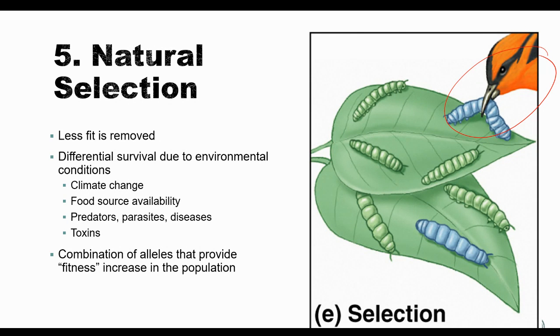So things like climate change, food source availability, predators, parasites, diseases, all of those things can cause differential survival based on the genetic makeup of the individuals. And then also toxins, like toxins present in food items or toxins present in the environment in other ways. So like this could be people adding them. The combination of alleles that provides fitness will increase in the population, and then you will be left with those fit individuals.